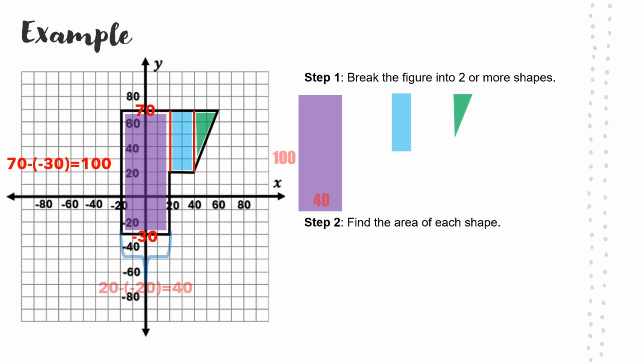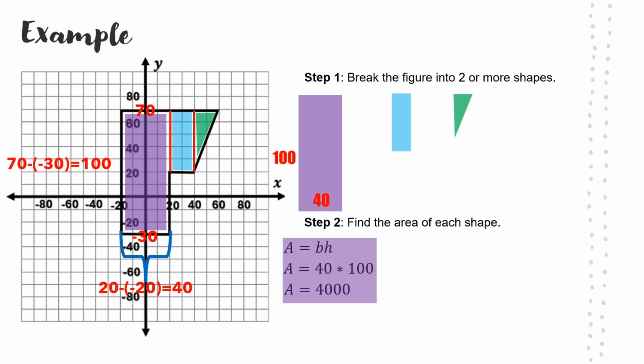Now that we know the base and height of the big rectangle we can find the area of the big rectangle. By using the formula, the area of a rectangle is equal to the product of its base times its height. So, 100 times 40 is 4000.